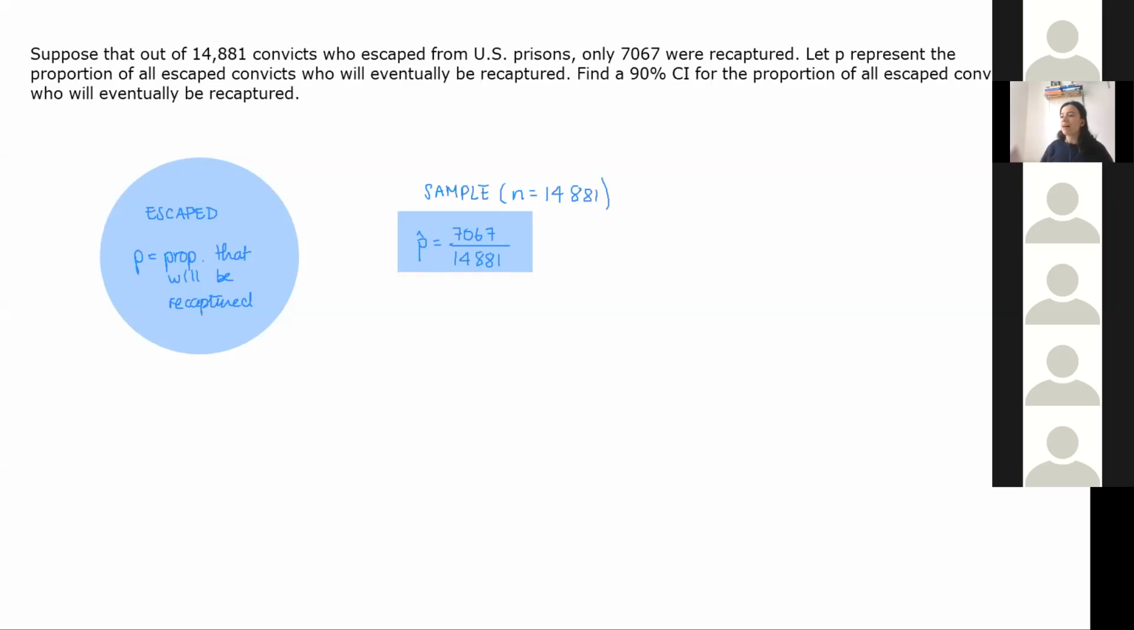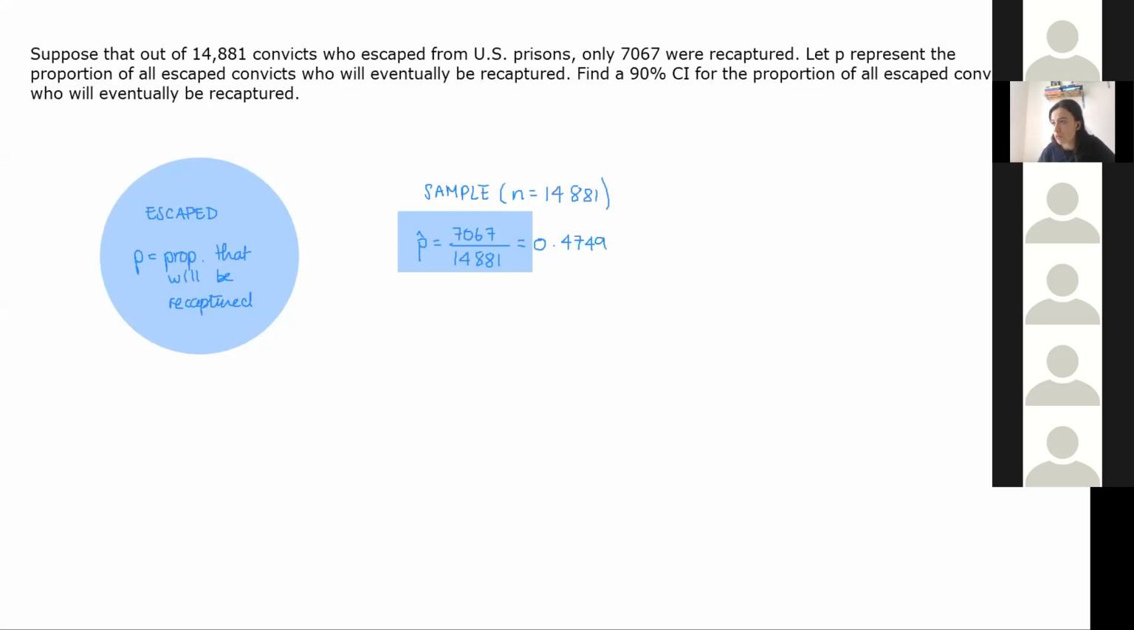Okay, so we have that. This is my sample proportion, and I'm trying to find an estimate for the actual proportion. But of course, I know that my actual proportion is probably not going to be exactly the same as my sample proportion, and so that's why I want a confidence interval. So just to get an estimate for this, this is the same as 0.4749. So this is the estimate that I'm going to use, right? So approximately 47.49% of the convicts that escape from prisons are recaptured.